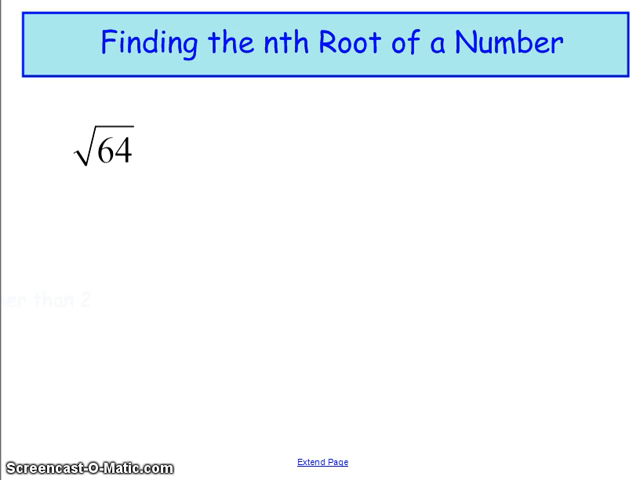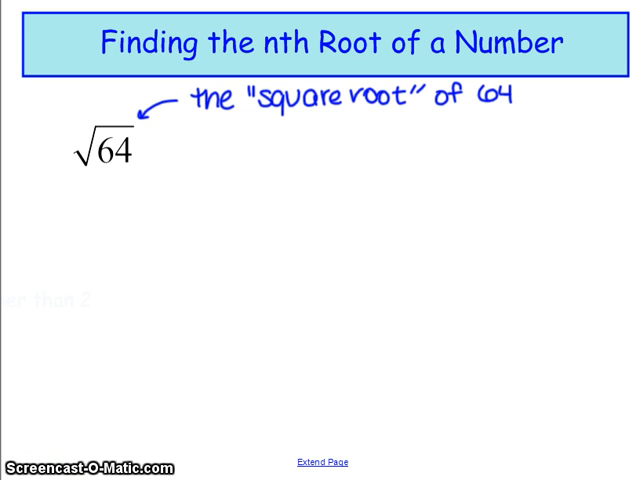We'll start though with something that should be familiar, the square root of 64. So that's the number 64 under what's called a radical sign. And hopefully what you remember is that the square root stands for the number that, when you multiply it by itself, will give you the number under the radical. So, since 8 times 8 equals 64, that means that the square root of 64 equals 8.